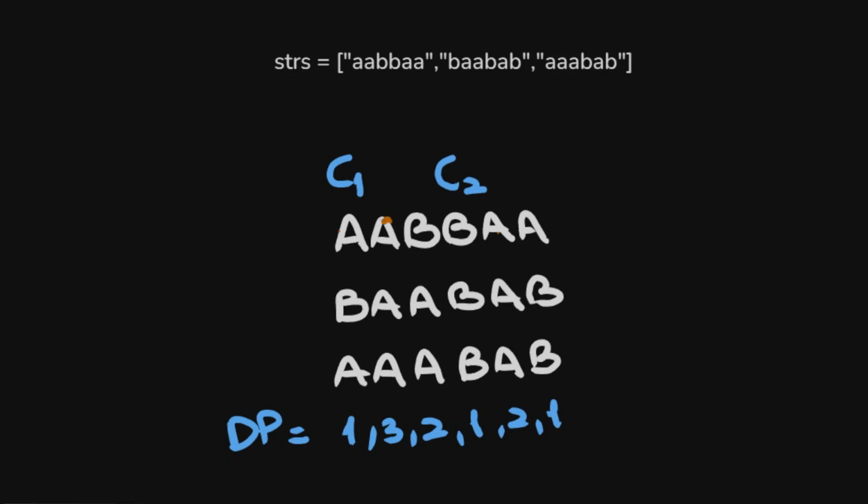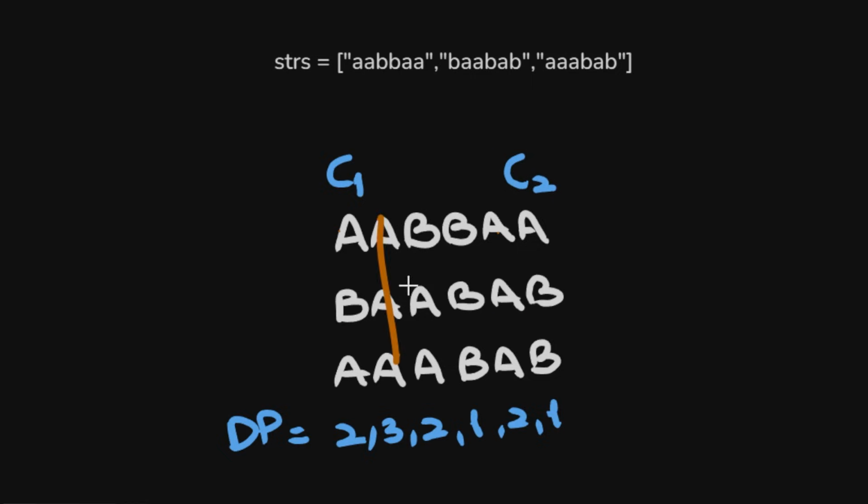Now C2 is here. A is smaller than B, B is equal to B, A is smaller than B, so this is a valid combination. Here we keep the maximum between 1 and what we have here plus 1. And 2 is greater than 1, so we put 2 here. Now C2 is here, B is greater than A, so we continue.